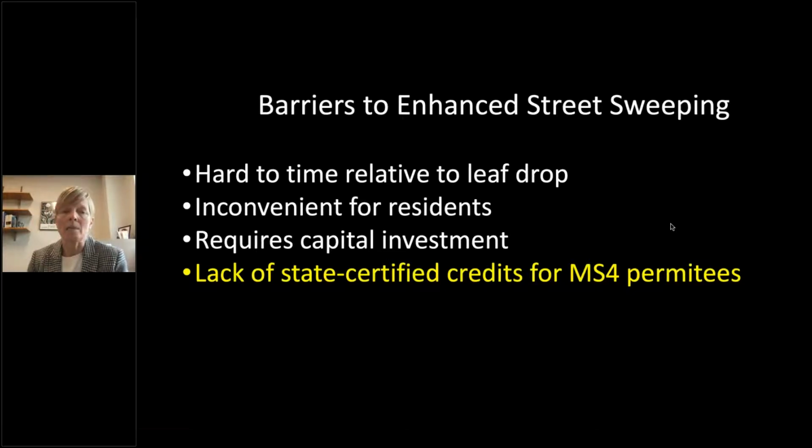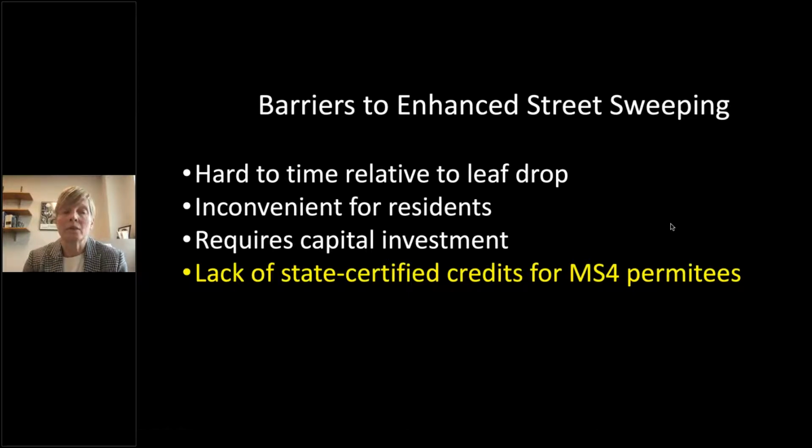It can be hard to time relative to leaf drop. Particularly as communities have responded to insect or pathogen and pest outbreaks like emerald ash borer and before that Dutch elm disease, communities are planting more diverse tree canopies in cities. And they often drop their leaves at different times of the season. And so it may be important to do repeated street sweeping in order to get all that material or a good chunk of that material off the street.